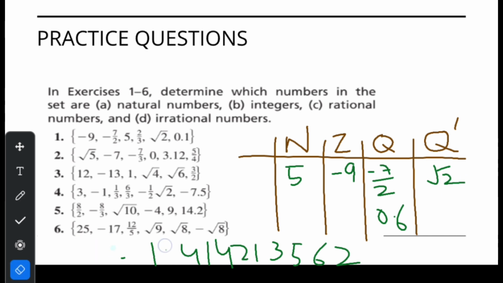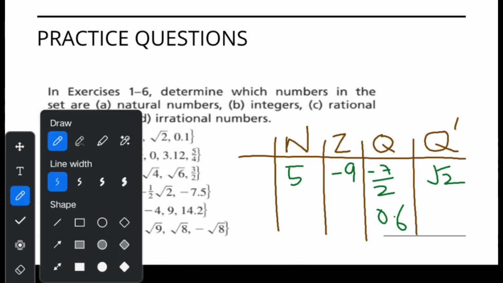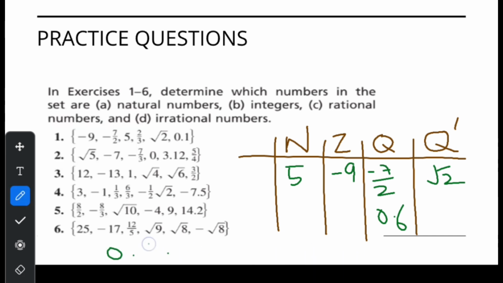Now the last one, which is 0.1, and here after the decimal you have only one digit. This is by definition a rational number because this is a terminating number. We have only one digit after the decimal. So this is a rational number.